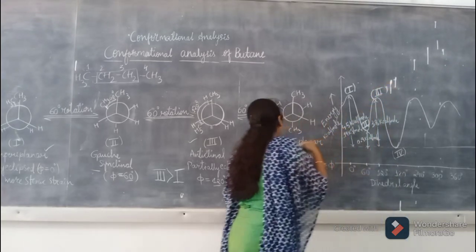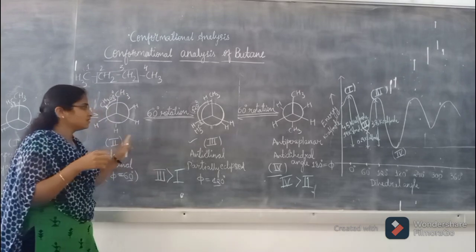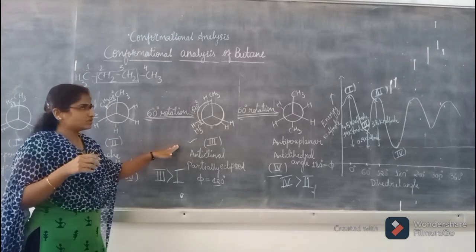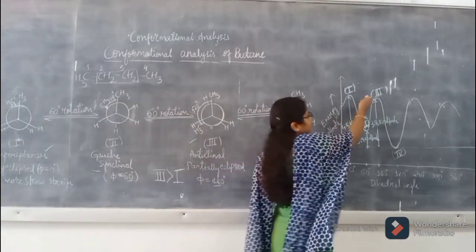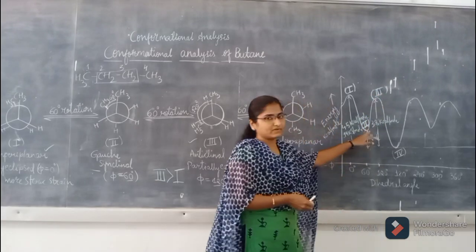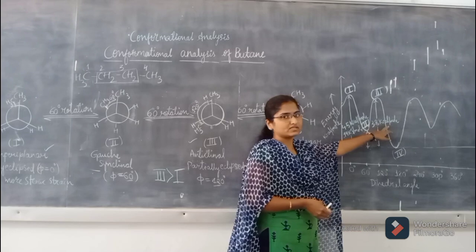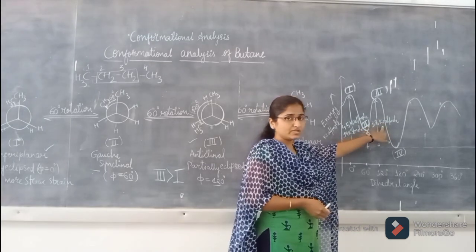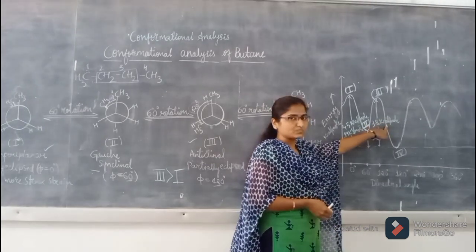When compared to the second conformation, this has more energy. So represent it over here at the higher energy level, and the energy difference will be 3.8 kilocalories per mole.